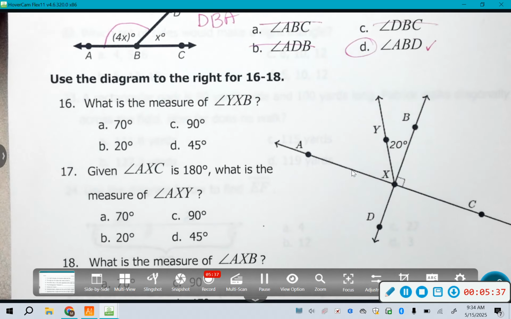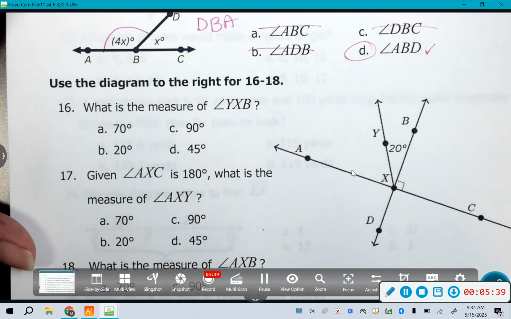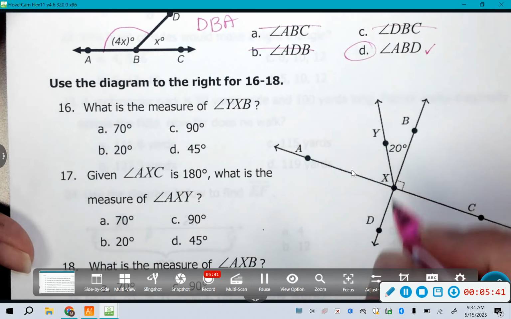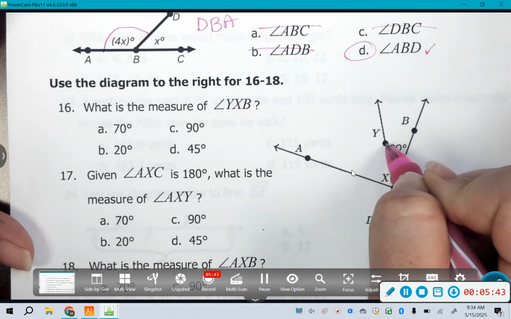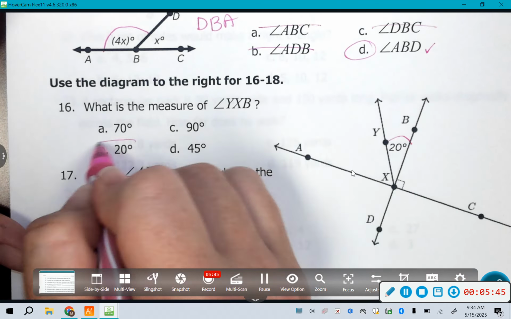Okay. 16 says, what is the measure of YXB? YXB is here, which is 20 degrees.